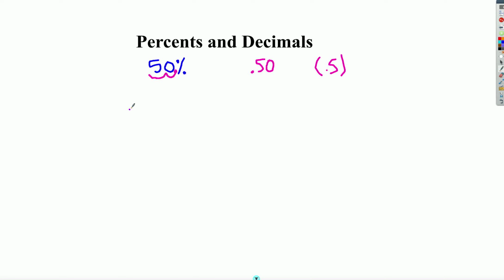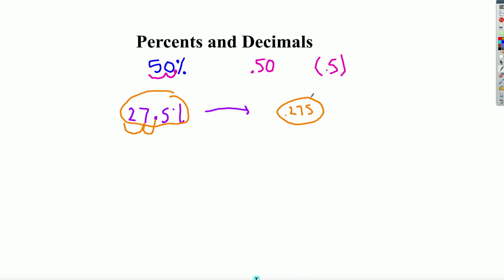Let's say that you had 27.5%. If I were to write that as a decimal, I would take the current decimal and move it to the left twice. 1, 2. So that would give me 0.275. So 27.5% and 0.275 are equivalent. They have the same meaning, but the decimal here is going to be our preferred version mathematically.